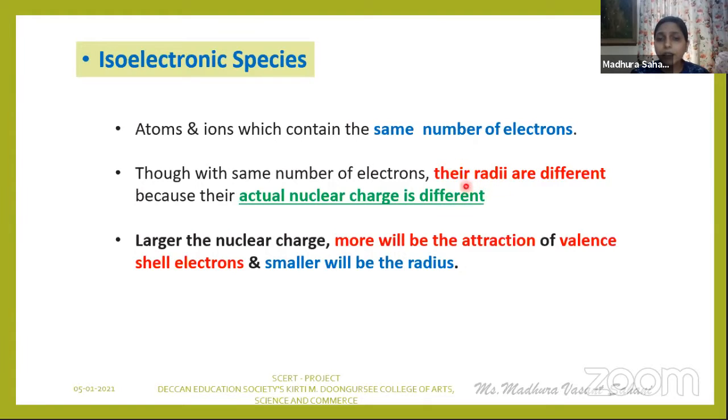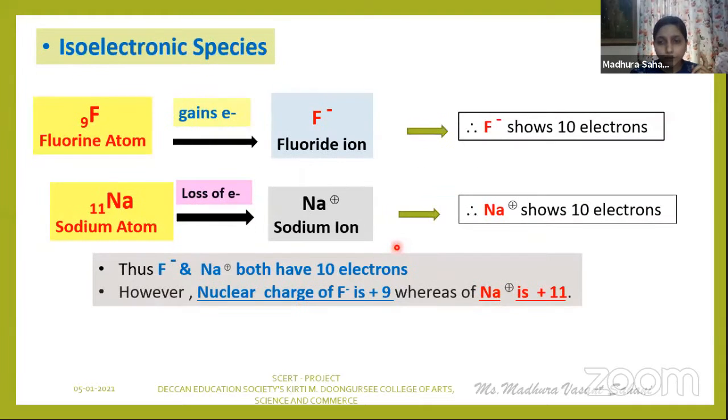Why do they differ in the radii? Because their actual nuclear charge is different. What do you mean by this statement? Actual nuclear charge is different in the sense, more is the nuclear charge, obviously more will be the attraction for valence electrons by the nucleus, and hence what will happen? There is a reduction in the size of either atom or an ion. Correct? So we are going to elaborate this point with the help of examples in the next slide.